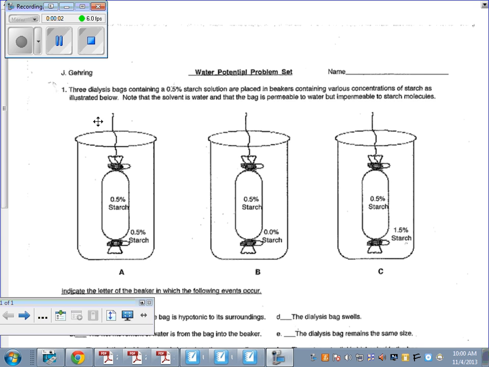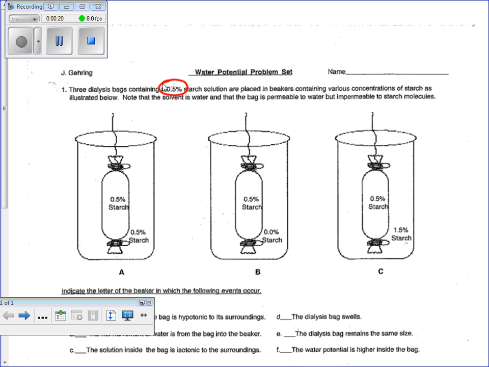So first scenario, we start out with 3 beakers, 3 dialysis tubes in it. Basically, it's trying to make sure you understand the difference between isotonic, hypertonic, and hypotonic. Right? So let's walk through each one of these just to make sure we've got it. Right? So it says 3 dialysis tubes contain 0.5% starch solution. Are placed in beakers containing various concentrations of starch as illustrated below.